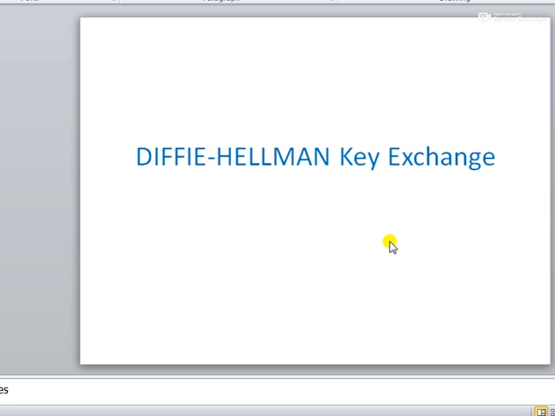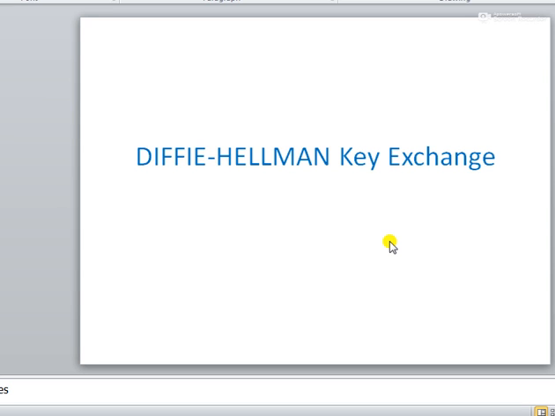Which one is a symmetric key cryptographic algorithm? The DES algorithm. Symmetric cryptography, or secret key cryptography, is nothing but exchanging the same secret key between the sender and the receiver. We exchange only one key between sender and receiver to encrypt and decrypt the data. That is symmetric key cryptography.